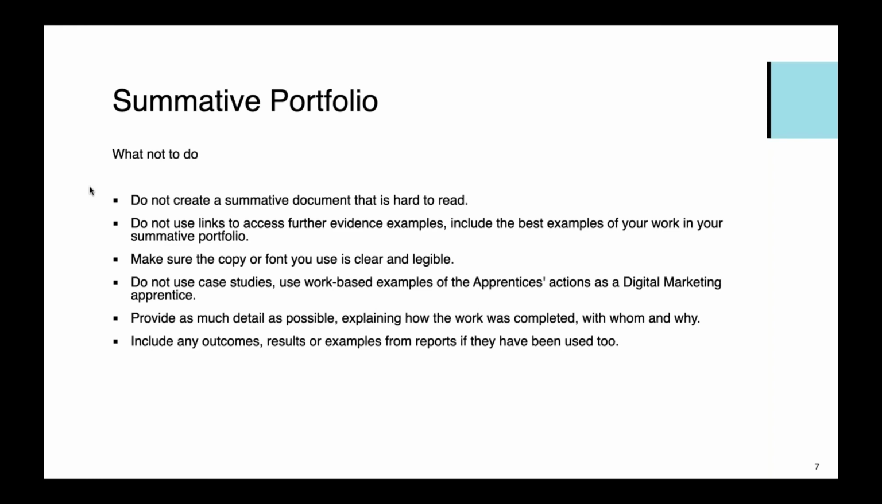If there are things like outcomes, results, or examples from reports, they're great to put in too. We don't need to see a whole report. We can see a summary page of a report, or some metrics or analytics. They're all great to help us substantiate what level the apprentice has been working at, how they've approached tasks, and how they've achieved against a plan or a goal.